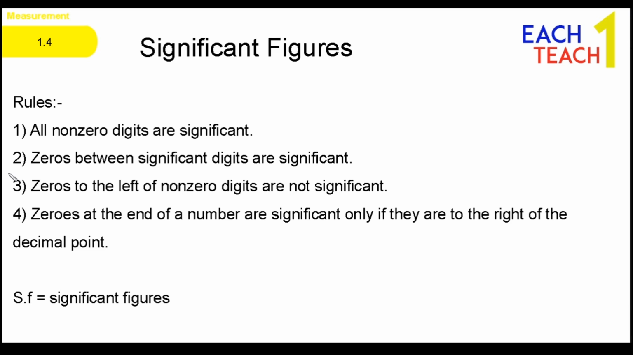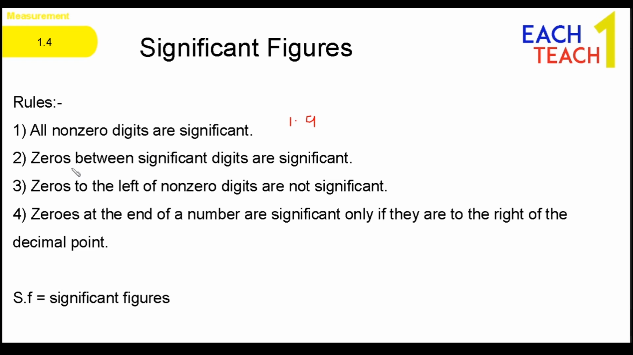1. All non-zero digits are significant. So everything from 1 to 9, all of these are significant figures. So 0 isn't counted as a significant figure on its own. If it's like 10, 20 and so on, yes, it can be counted as a significant figure.